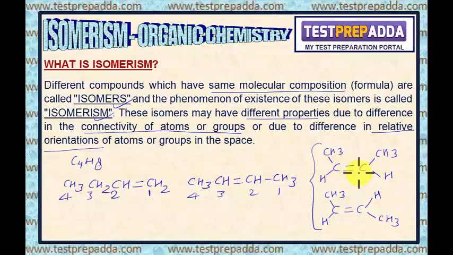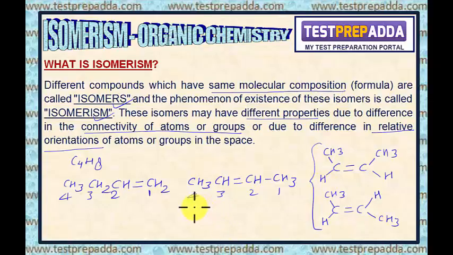Here, with respect to the double bond, these two methyl groups are on the same side, while here the two methyl groups are on opposite sides. So for the first two compounds, there is a difference in the structure, while here the difference is of orientations of atoms and groups. And based on this, we can classify this isomerism into different categories.